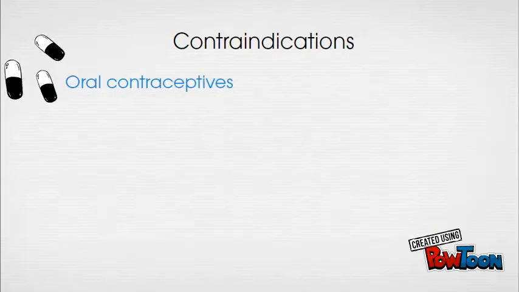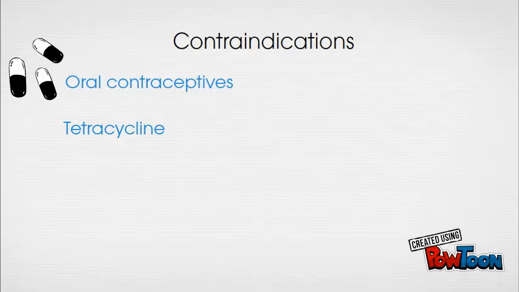Some drugs should be avoided while taking penicillin. Examples are oral contraceptives containing estrogen, which may not work properly with penicillin. Tetracycline, a bacteriostatic antibiotic, may antagonize the bactericidal effect of penicillin. So the concurrent use of these drugs should be avoided.